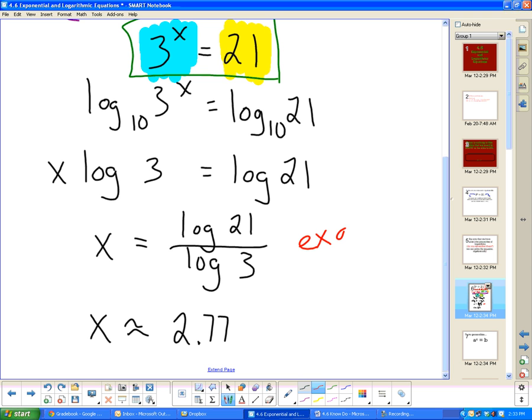Just a note here, both of these last two lines are considered solutions. This line is considered an exact solution, and this line is considered an approximate solution. So pay attention to the needs of the problem. If you need an exact solution, you would leave your solution in terms of logarithms. If you only need an approximate solution, you go ahead, take that logarithm, evaluate it in the calculator, and get an answer. So that is one way we can use logarithms to solve exponential equations, by using condition 2 in reverse.